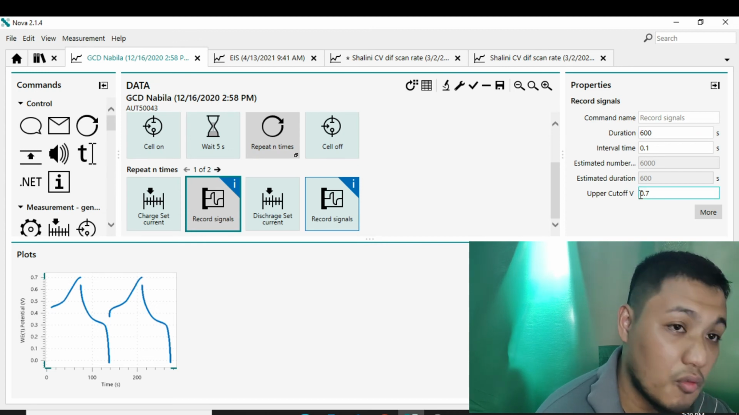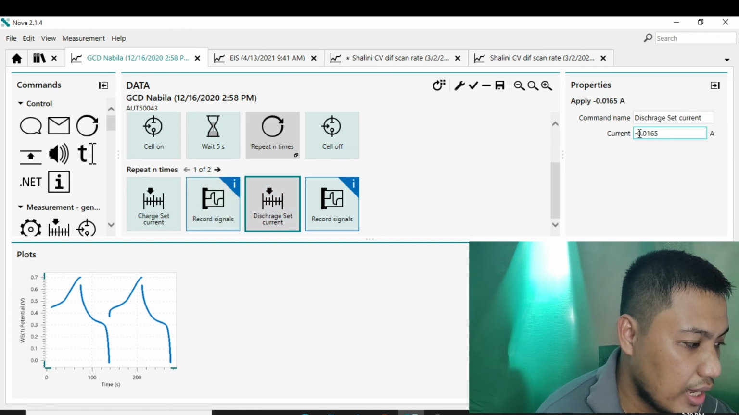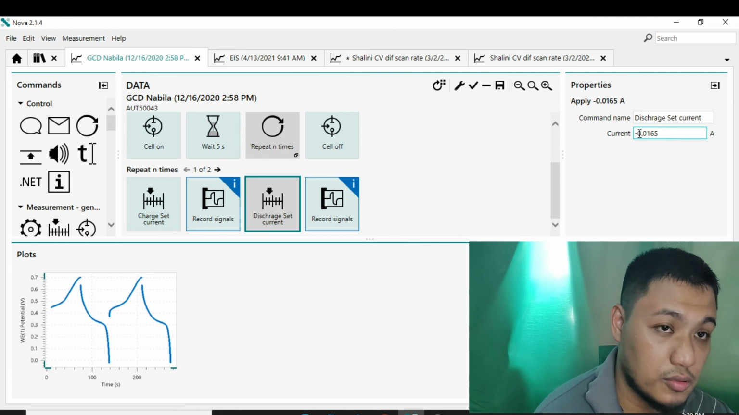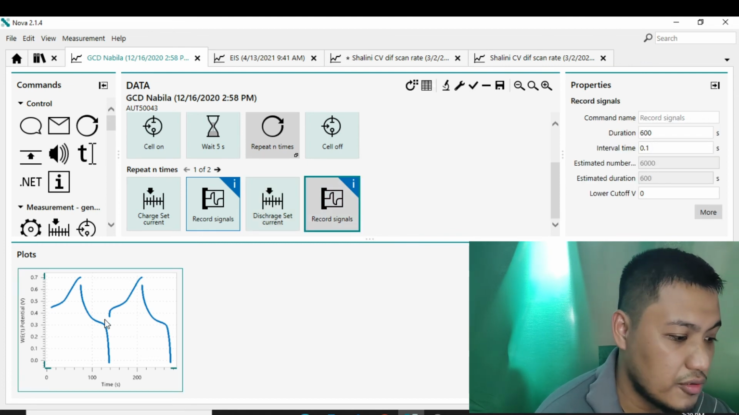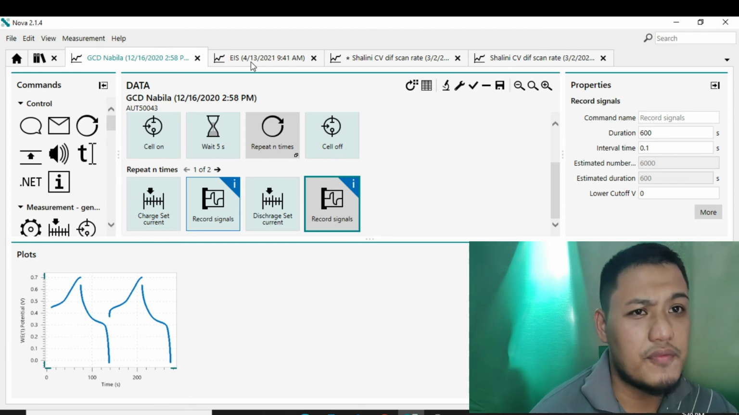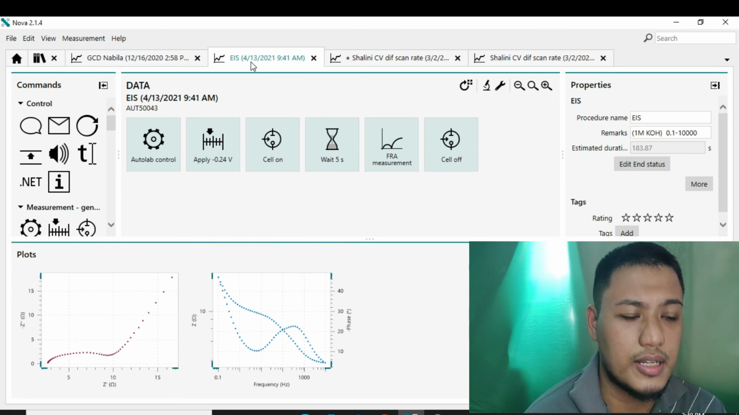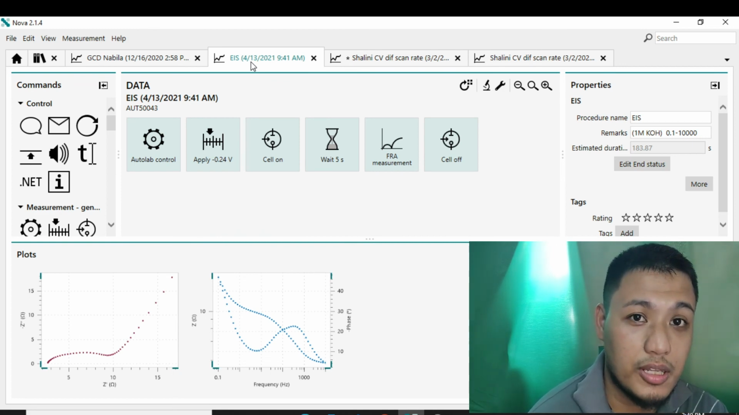If you scan until 1, put 1 here. The discharging current is negative, and the record signal here should stop at 0. Then you just run. If you run the sample, you can get a graph like this. If it is the battery type, you can get a plateau here. Last but not least, if your CV is okay and GCD is okay, you also run GCD at different current densities. And finally, you run the EIS.